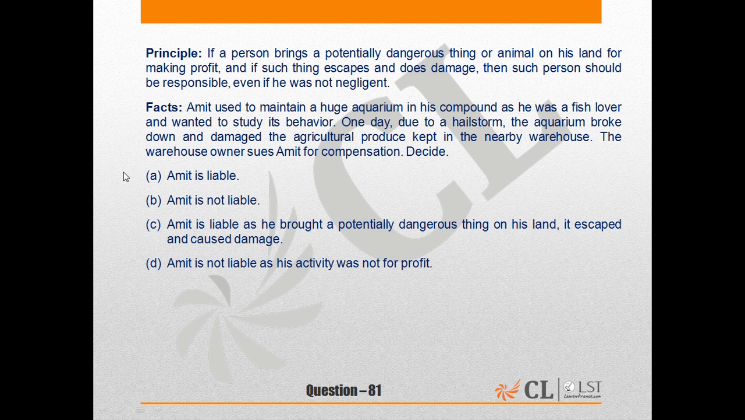Now moving on to question 81. 81 is a question on torts. Now this principle says that if a person brings a dangerous thing or animal on his land for making profit, and then if such thing escapes and does damage, the person would be responsible even if he was not negligent.